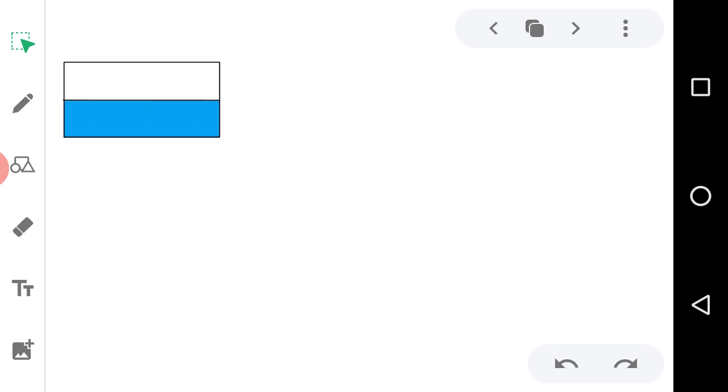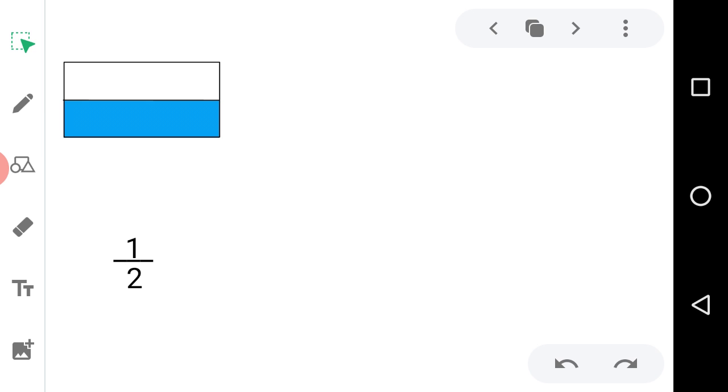See here, this rectangle represents 1 out of 2 equal parts. Here 1 of 2 equal parts is colored. How many parts are colored? 1 part is colored. So in terms of fraction we write it as 1 upon 2.